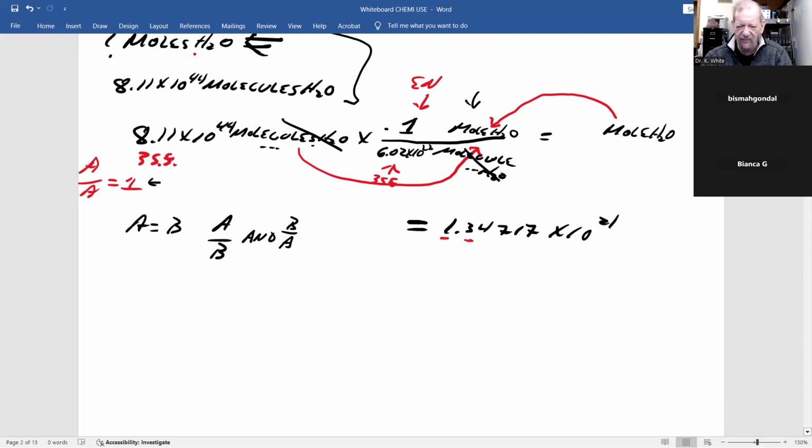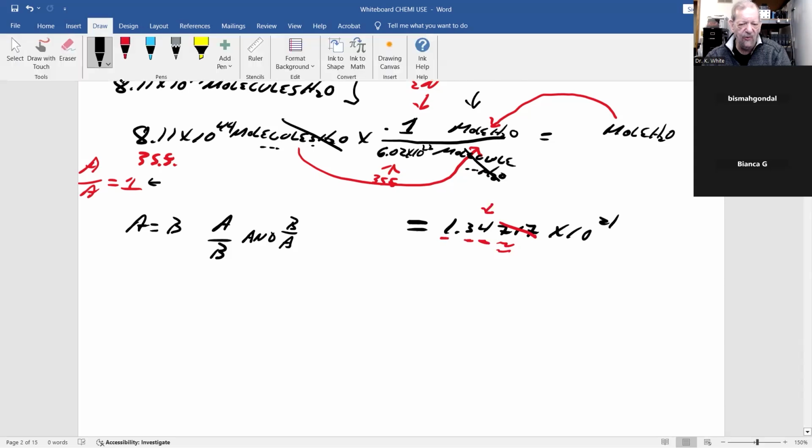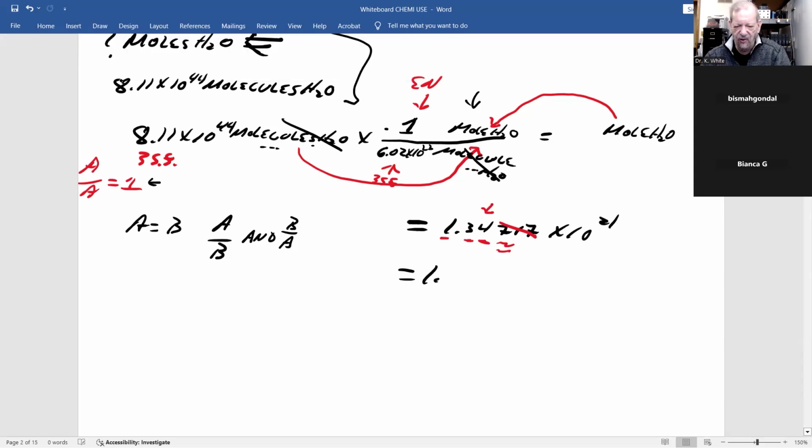Keep the 1, keep the 3, keep the 4. That's my 3 significant figures. The next number, I'll use 7 to round off. Is that 4 or less, or 5 or higher? And hopefully I'll pick 5 or higher. So that means I drop these numbers, increase this by 1. And you learned that for test 1. And I'll do that. I still write 10 to the 21st. And that's how you do it.